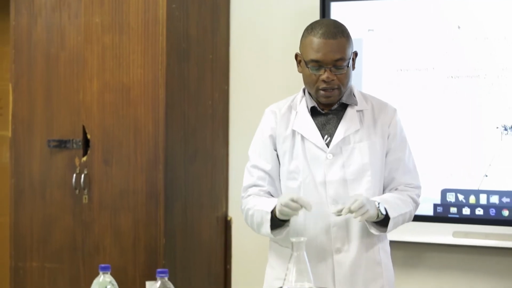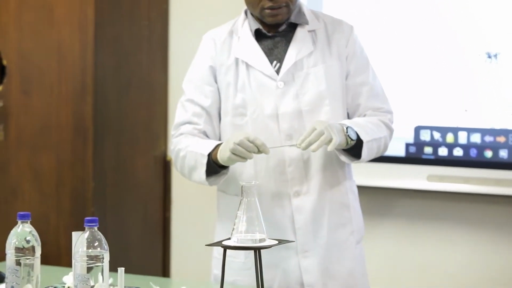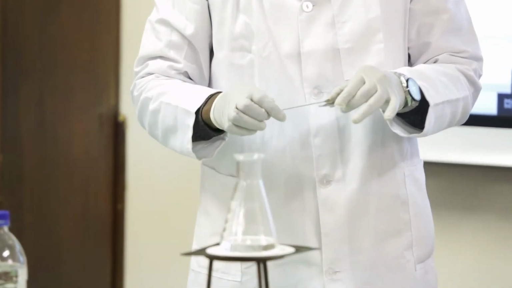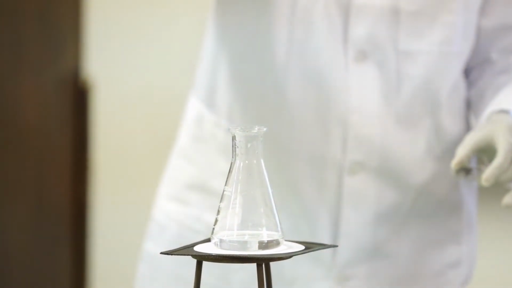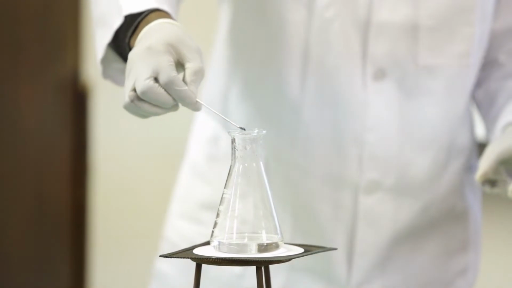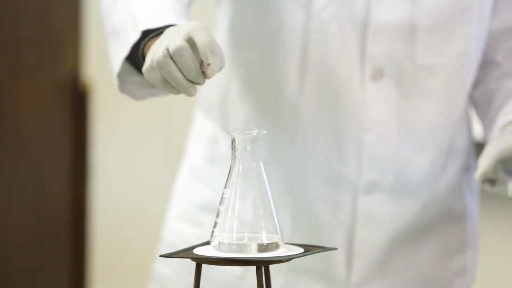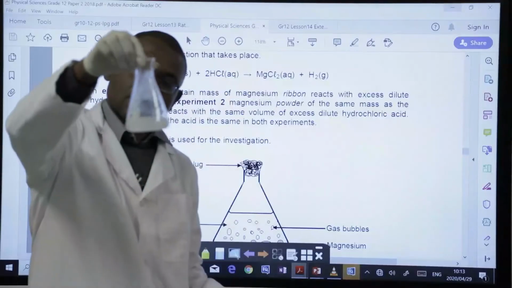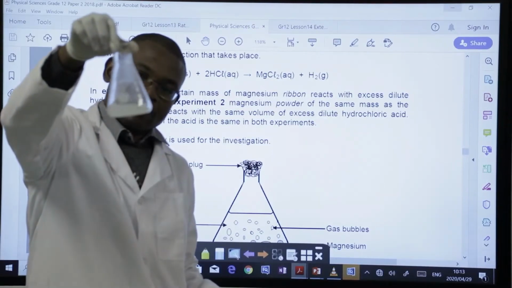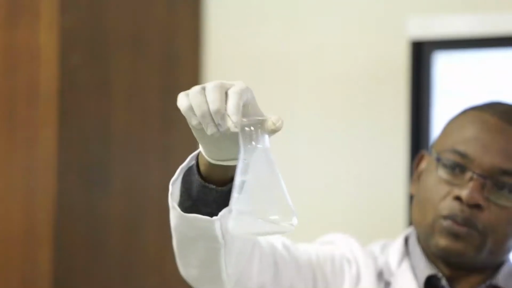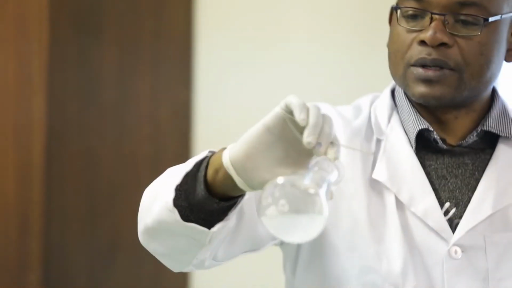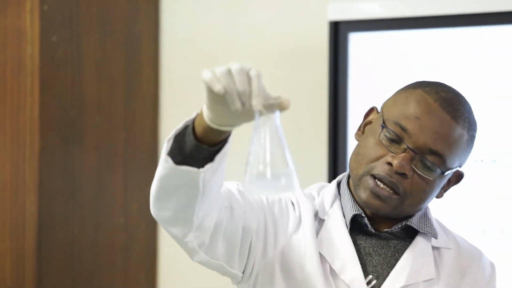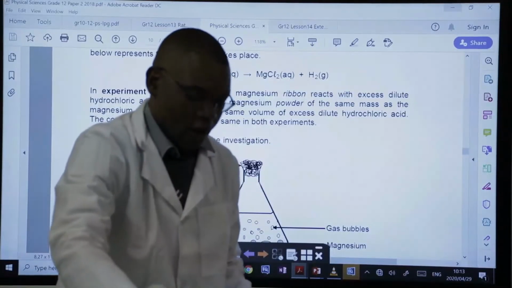Maybe my solution is concentrated enough. So look at this again. If I look at this, within a second, they are gone. See? So you see, the solution is beginning to turn milky. I will tell you why.